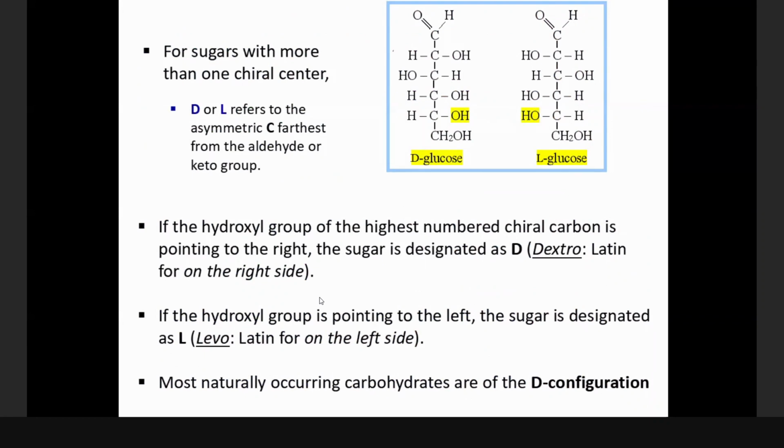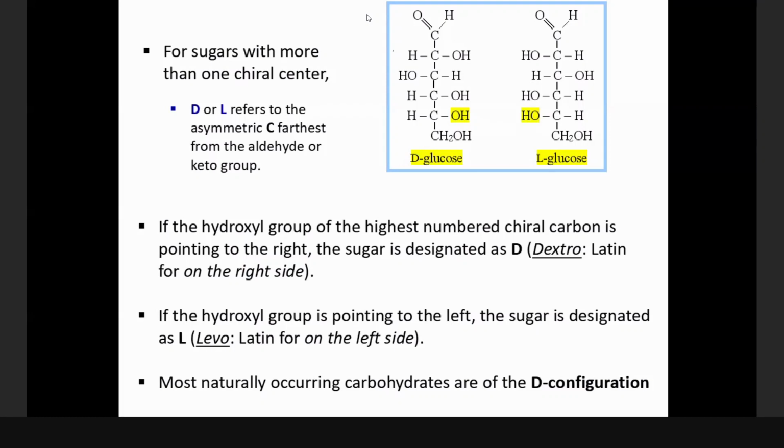Now we are looking at a compound with more than one asymmetric carbon. If a compound has more than one asymmetric carbon, the criterion is that we look at the asymmetric carbon which is farthest from the functional group. Here we have glucose, and glucose has 6 carbons, as you know. The first one is the functional group, and then the second carbon, 1 asymmetric carbon, 2 asymmetric carbons, 3 asymmetric carbons, and 4 asymmetric carbons.